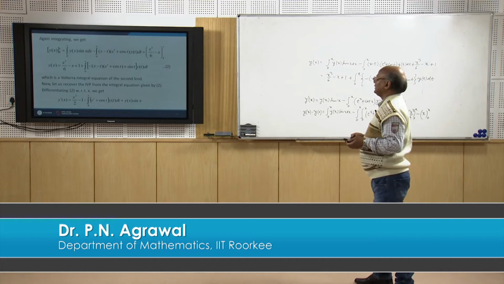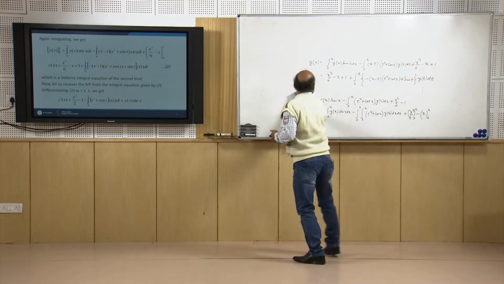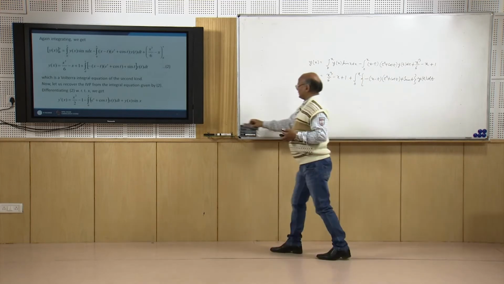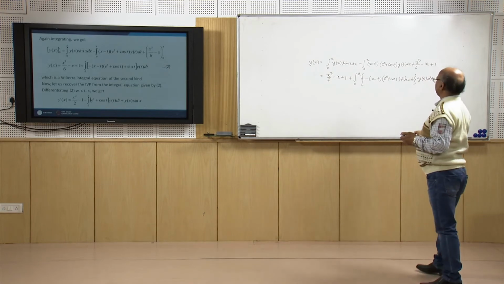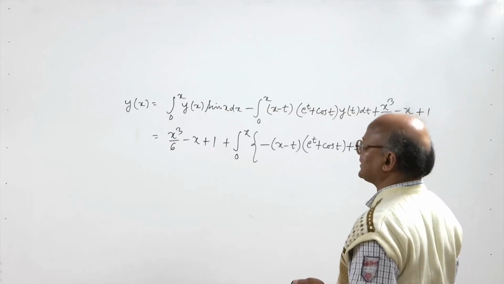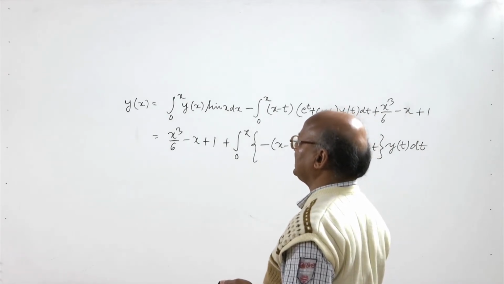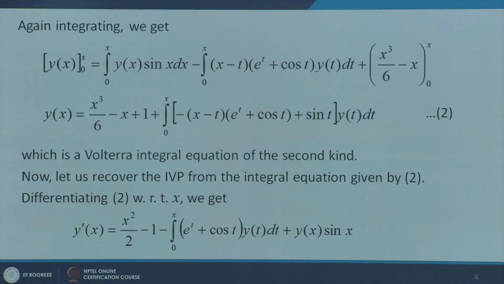So this is a Volterra integral equation of the second kind. Now let us recover the initial value problem from this integral equation. So we shall begin with the equation here, y(x) equal to x cube by 6 minus x plus 1 plus integral 0 to x, minus (x minus t) into (e to the power t plus cos t plus sin t) into y(t) dt. We shall begin with this integral equation, and we shall obtain the initial value problem with which we started and got this integral equation.